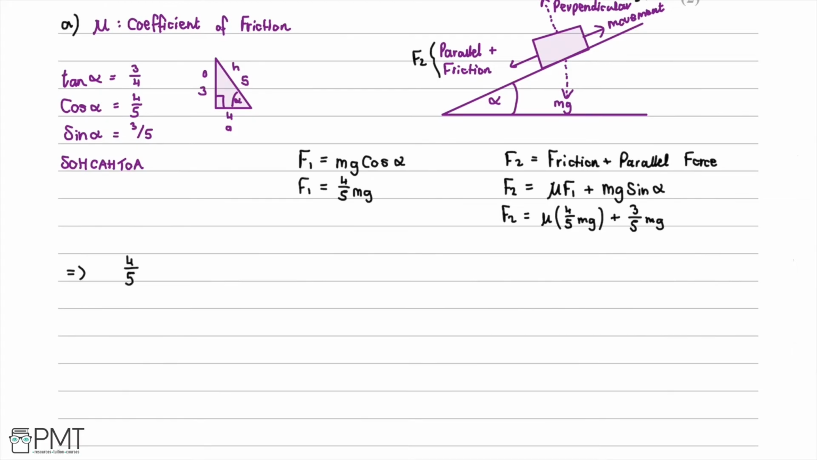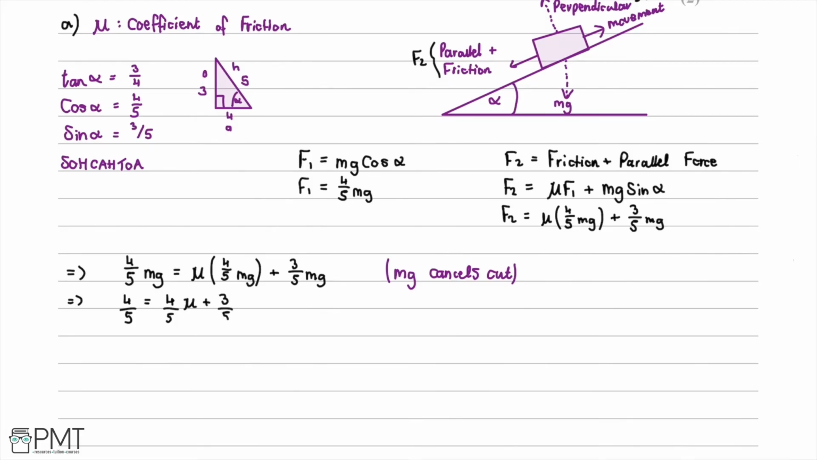So we know that 4 over 5 mg is going to be equal to mu multiplied by 4 over 5 mg, and then we add 3 over 5 mg. So then we can see here we have mg, mg, mg, so they all cancel out. So we'll write that in here, mg cancels out, and that therefore leaves us with something that's slightly simpler. So we'll have 4 over 5 is equal to 4 over 5 mu plus 3 over 5.